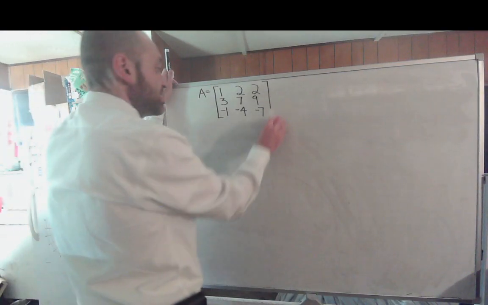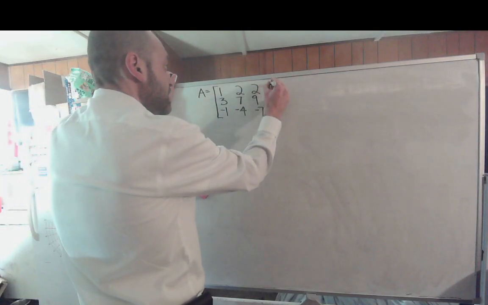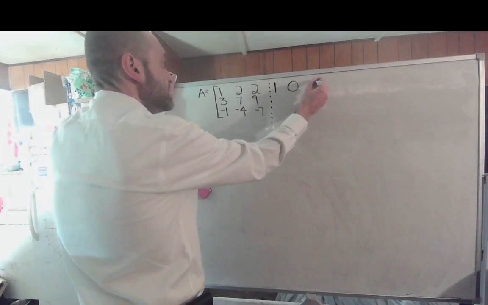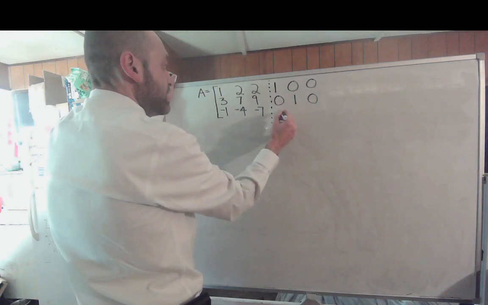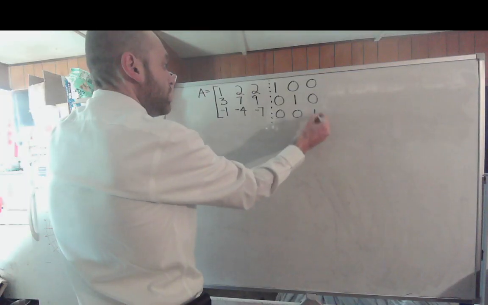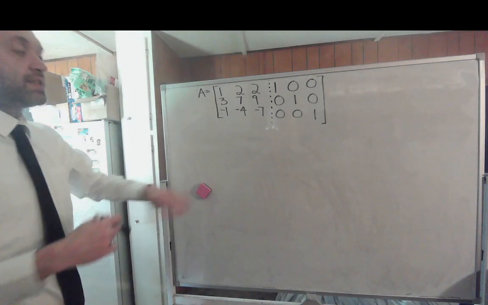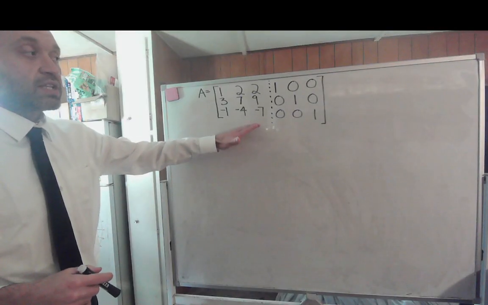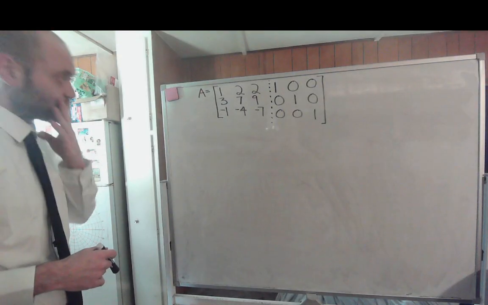Well, what I'm going to suggest in order to find the inverse is first set this up as an augmented matrix with the identity matrix to the right of the line of augmentation. So that'll be 1, 0, 0, then 0, 1, 0, and then 0, 0, 1. So now you have your identity matrix to the right. The idea is to do the row operations to get the identity matrix on the left, and whatever you get on the right is your inverse matrix.